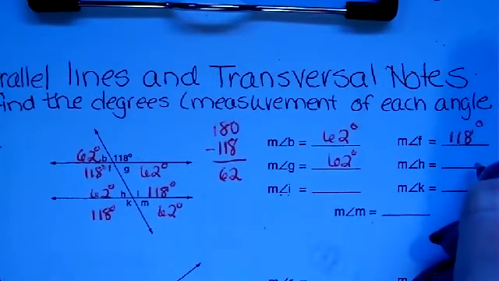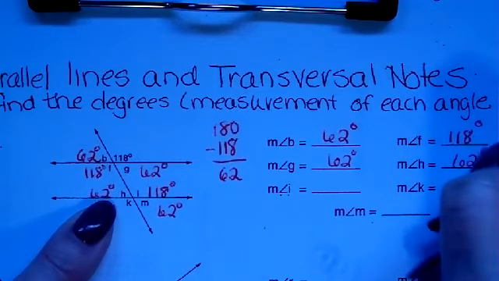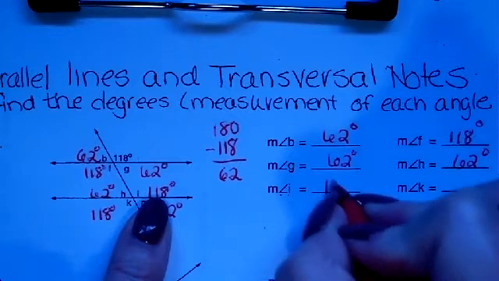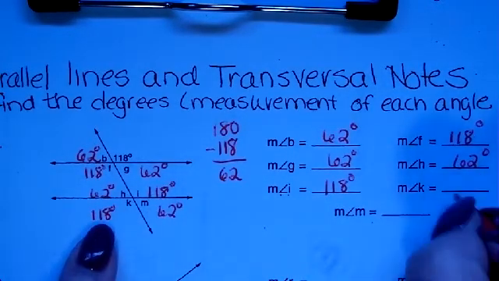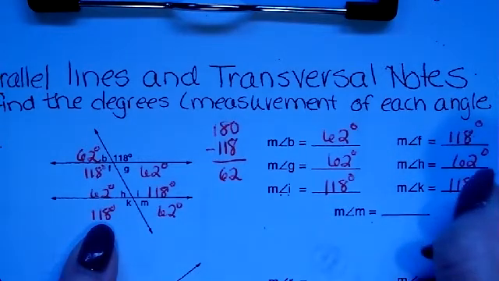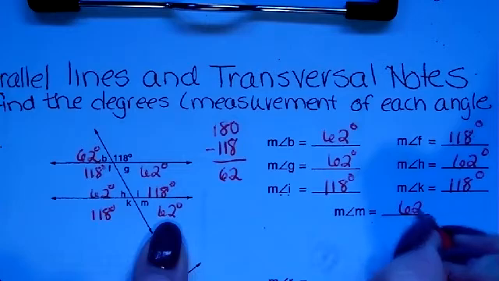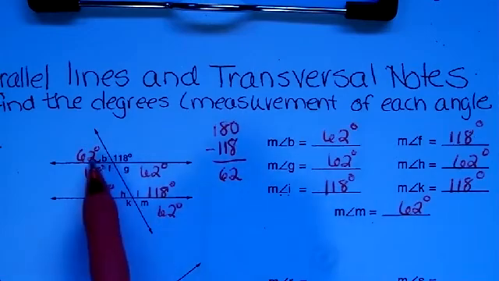Right here, measure of angle H. Well, that's down here on this bottom little cross, and that's 62 also. I, which is right next door to it, that's 118. Angle K down here on the bottom is 118. And then angle M is 62. And I'm done.